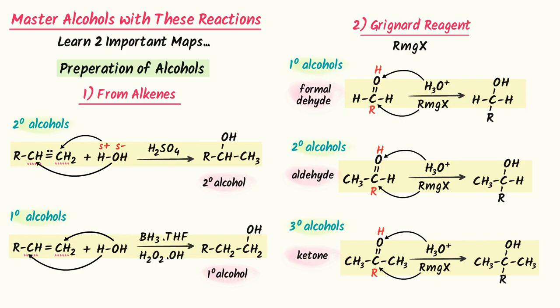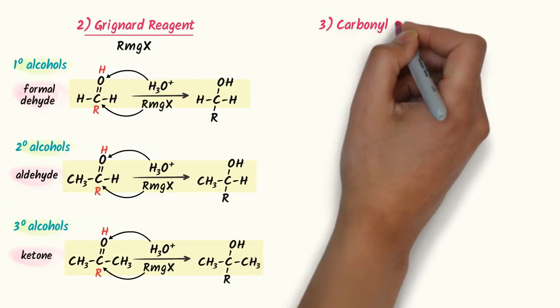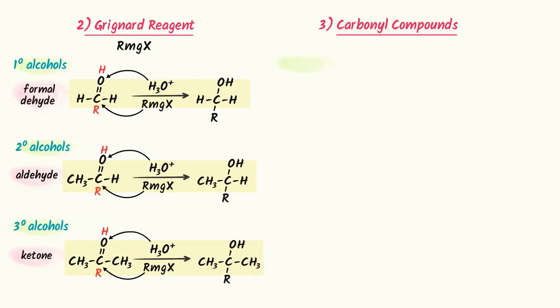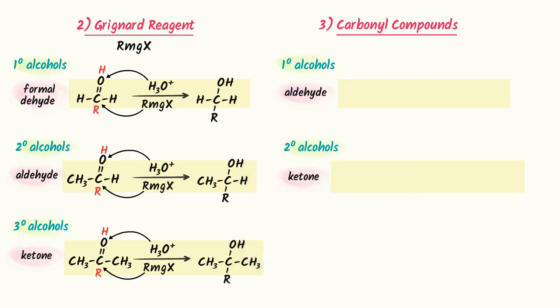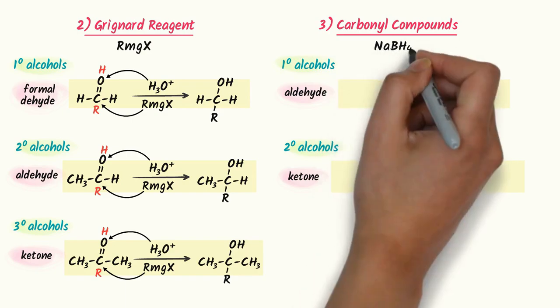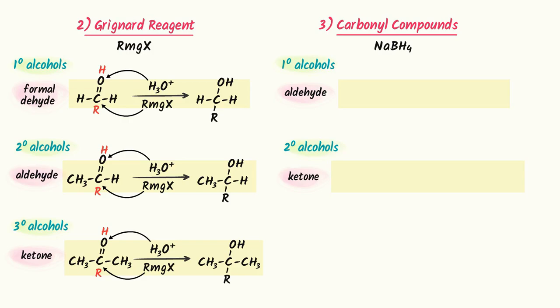Now, the third method to prepare alcohols is from carbonyl compounds. We prepare 1 degree and 2 degree alcohols from carbonyl compounds. By carbonyl compounds, I mean aldehydes and ketones. We use mild reducing agent like sodium borohydride. We prepare 1 degree alcohol from reduction of aldehydes, and we prepare 2 degree alcohols from reduction of ketones.